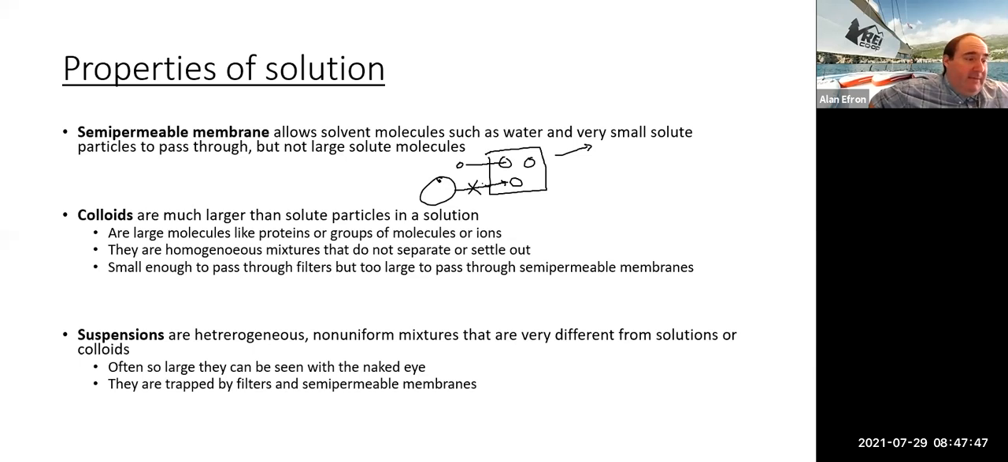For example, if you take sand, that's something that you can see. It's got a lot of stuff in it, and obviously if you try to pass the sand through a filter or a piece of filter paper, it's just going to get stuck on the filter paper.